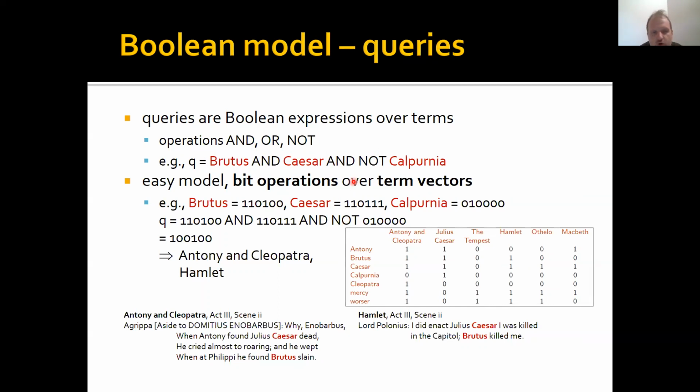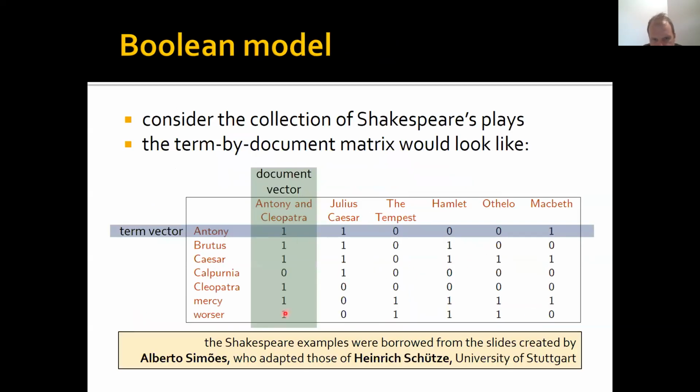We can convert these logical operations into bit operations, and instead of evaluating the documents one by one, we can do it at once using bit strings, bit vectors, binary vectors. So instead of evaluating this expression for every document, we can represent the terms by term vectors like this. So Brutus is the term vector 110100, right? In the term by document matrix it is the same matrix.